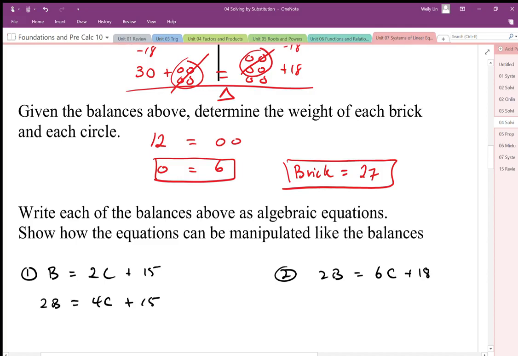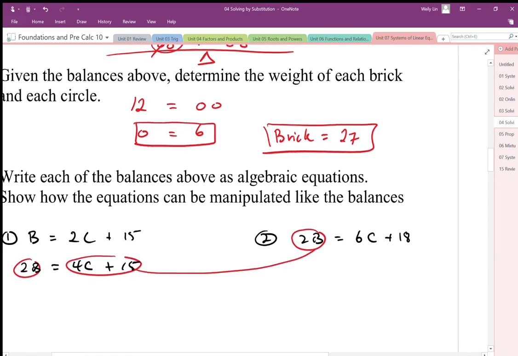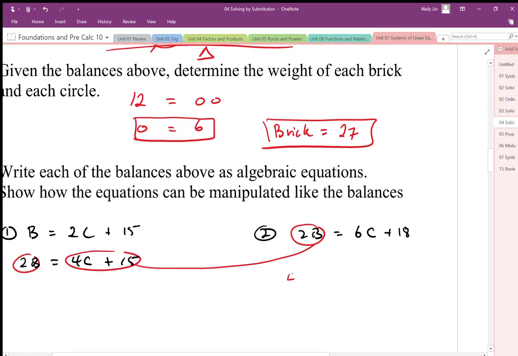What I did before was I took this equivalent and replaced that, and I ended up with 4 circles plus, oh sorry, this should have been 30 because I doubled everything. I have to make sure I double everything. 4c plus 30 is going to balance 6 circles plus 18.